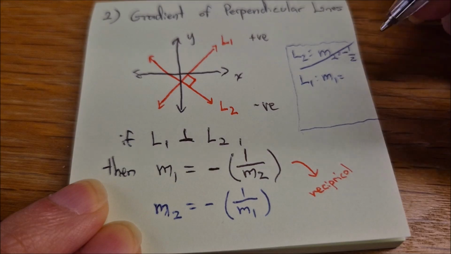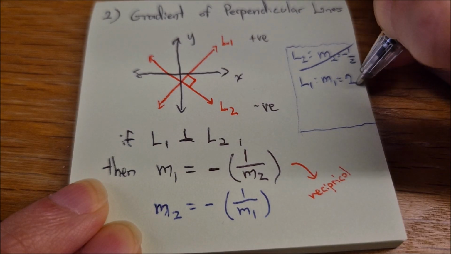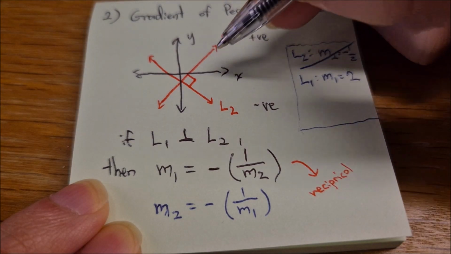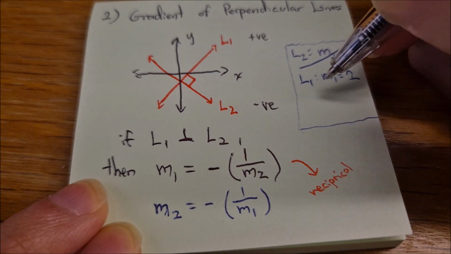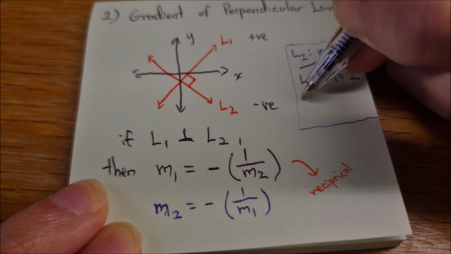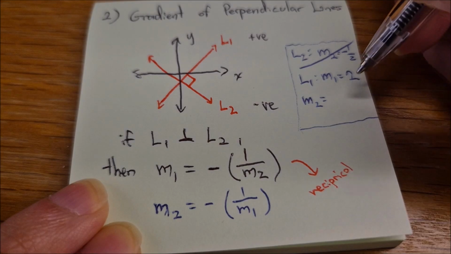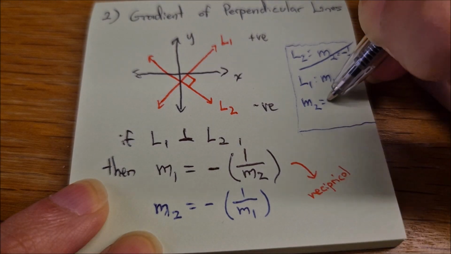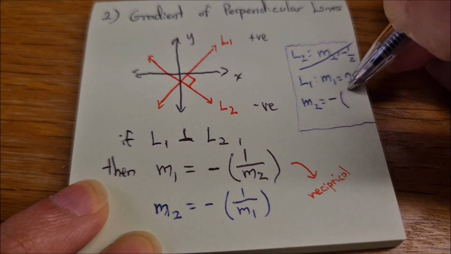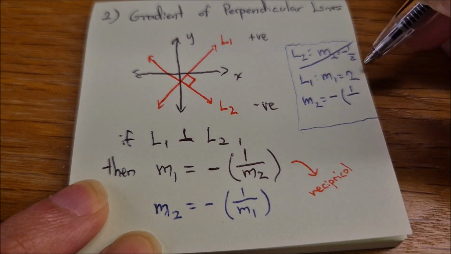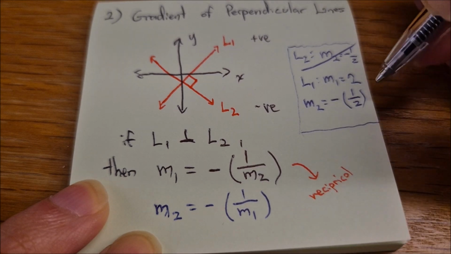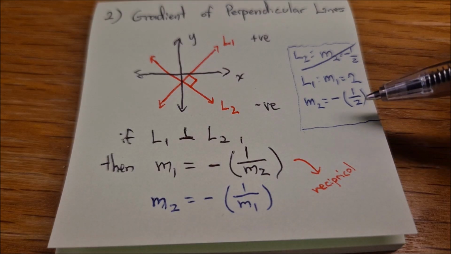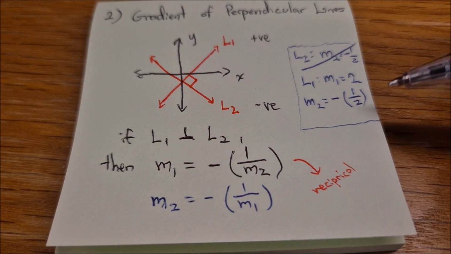So let's say the gradient of line 1 is 2. So it's quite steep and it's in the positive direction. And we know that line 2's gradient will be -1 over M1, which is 2. The gradient for line 2 will be -1/2.